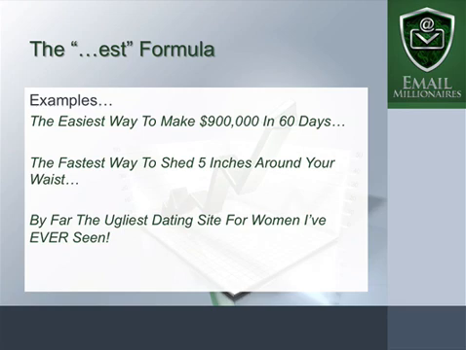So this formula is pretty straightforward, but if you can think of things about your product that really are quicker and easier, or any type of extreme, then you're already well on your way. Because when the answer is revealed, one of the most powerful things with these EST statements is you're setting them up with the fastest way to shed 5 inches around your waist, right? So they're immediately drawn to that.